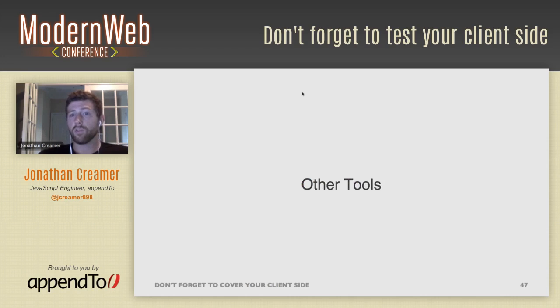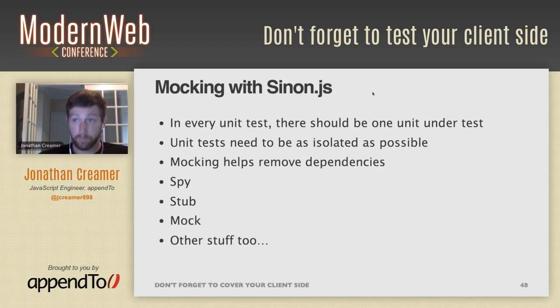There's a couple other tools that I want to talk about that kind of go alongside your testing. The first of those is called Sinon. And as we've mentioned before, when you're doing unit testing, in every test there should really only be one unit under test. And we've talked about how that's one small function, one small class, one small unit, however you define your unit. And those tests need to be as isolated as you can.